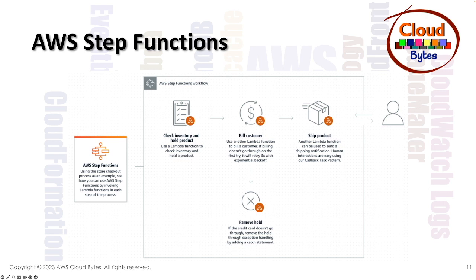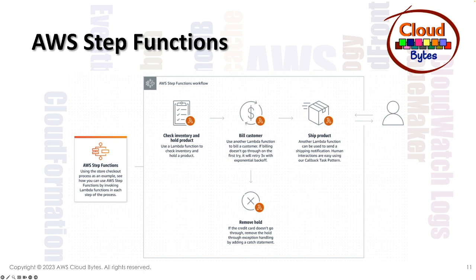And this is a picture from AWS. We can see Step Functions on the left side, this is just a description of Step Functions. And this workflow is primarily what I was talking about. Each one of the steps over here is a separate Lambda. You can have a Lambda to check the inventory and hold the product. You can have another Lambda that can do the billing. You can have another Lambda that can remove the hold if the credit card fails. Another Lambda over here is doing the shipping in case the payment is successful.